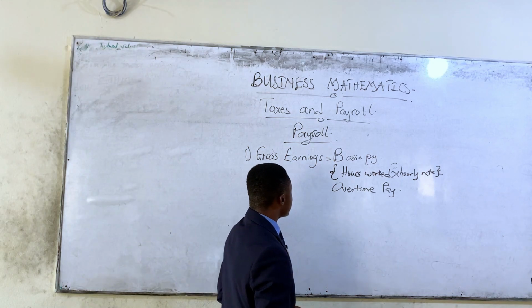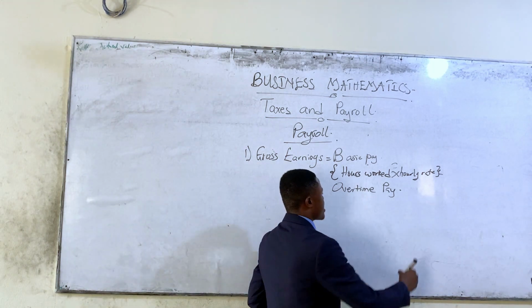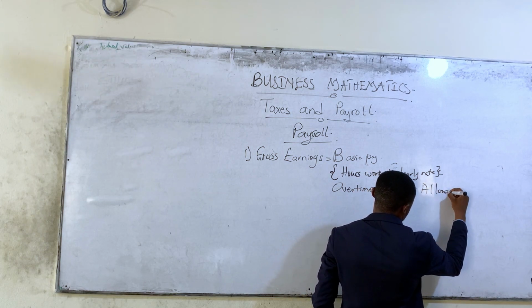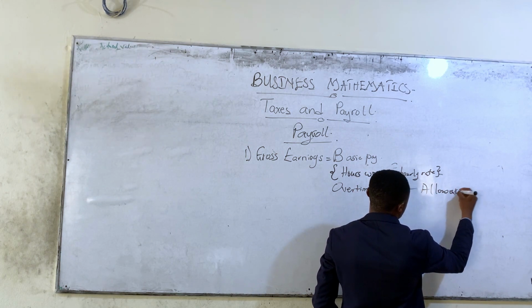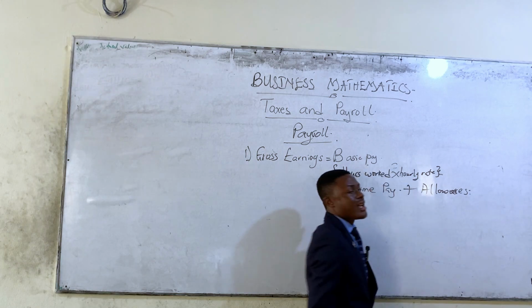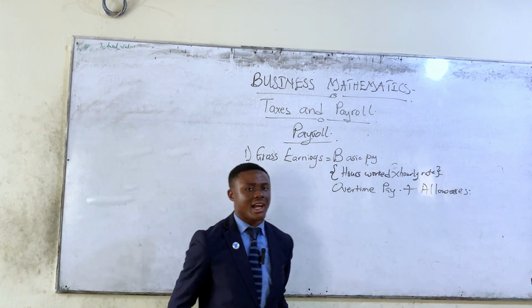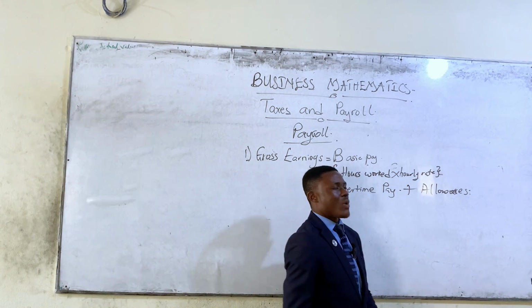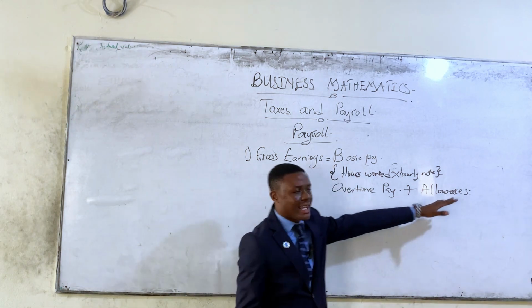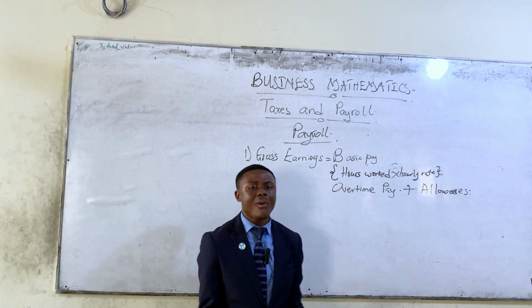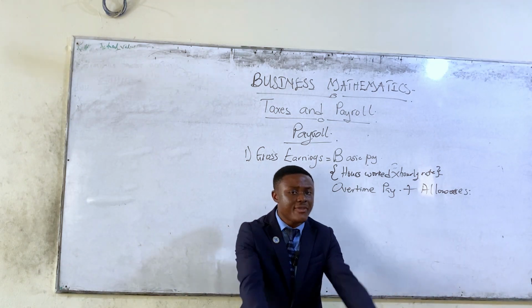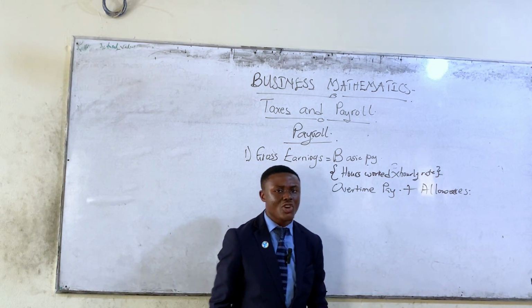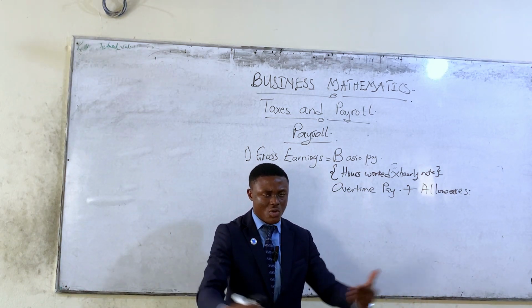And then another thing that gross earnings entails is what? Allowances. With these allowances, we have tax allowances and personal allowances to help you. These allowances are meant to be given to you, or they are just some incentives given to you to cater for some things on your own.